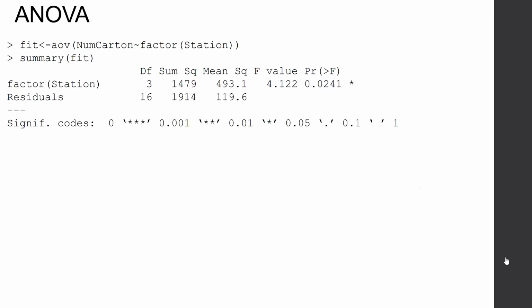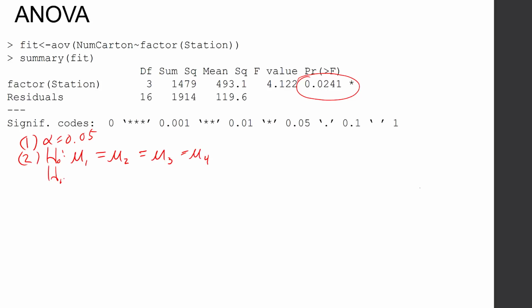All right, so we've got our p-value here for our ANOVA test. It's 0.02. So if our alpha level is 0.05, our null hypothesis for the ANOVA is that the mean number of cartons packed for station 1 equals that for station 2, equals that for station 3, and equals that for station 4. And the alternative is that at least one is different.